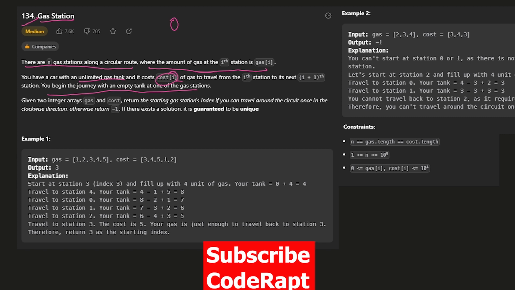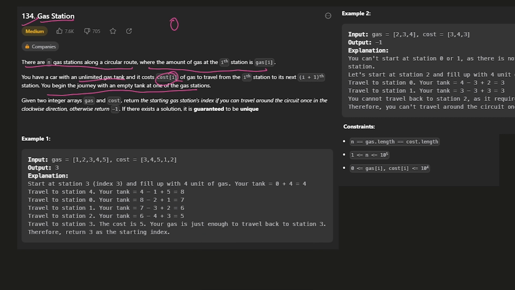Fine. Given two integer arrays gas and cost, return the starting gas station's index if you can travel around the circuit once in the clockwise direction. Otherwise, return -1. If there exists a solution, it is guaranteed to be unique. Now, guys, see, this is very important.